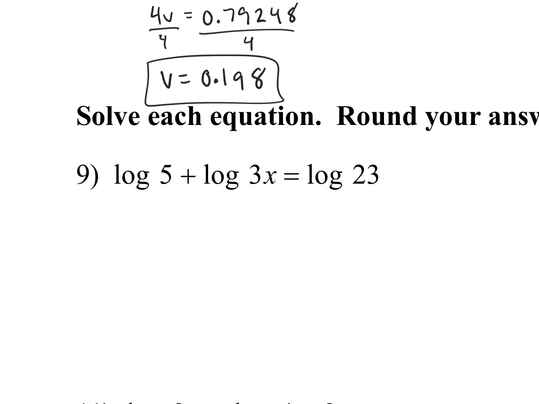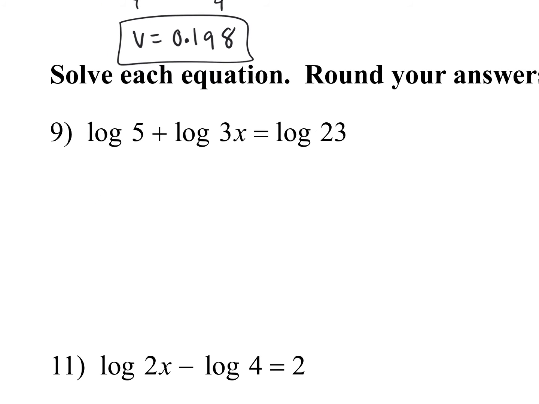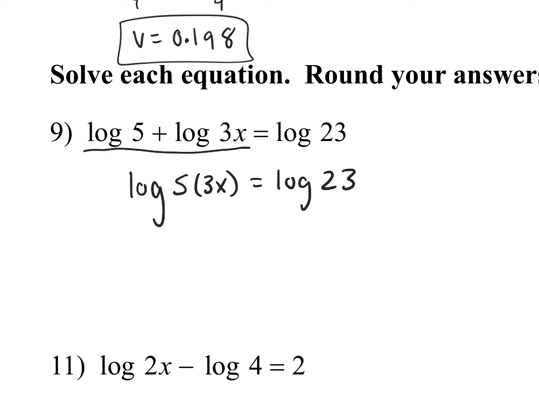All right, let's look at number 9. So here we're solving, but we have a log equation. Anytime we have more than one log on one side, we want to condense it down to one log. How can we combine these two together to just be one log? If we're adding, what goes with addition when you're condensing? Multiplication, perfect. So we have log of 5 times 3x. So we just condensed it to one log. This is equal to log of 23.